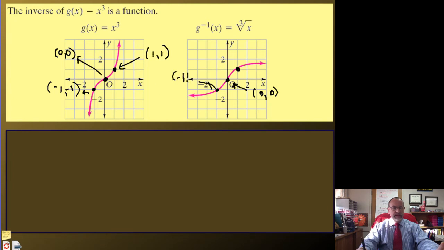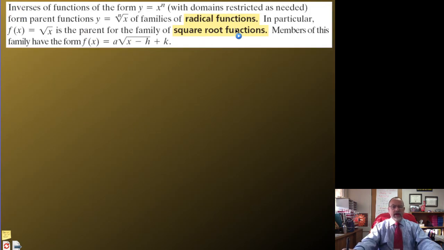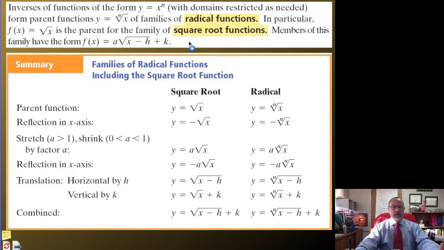I'm trying to go too fast and it's not looking very well here. Let me do that one more time. Negative 1, and then this point 1, 1. Those are the 3 points that I'm going to look for on every cube root function and every cubic function when you graph them. Now these are called radical functions because they're of the radical family. Again, we have the parent function, and then everything else is just a reflection or a transformation of this function.